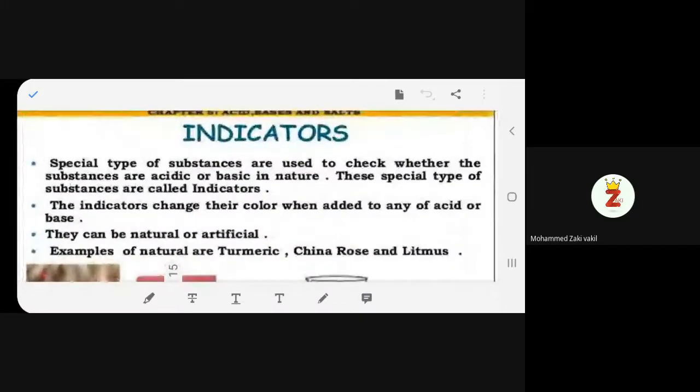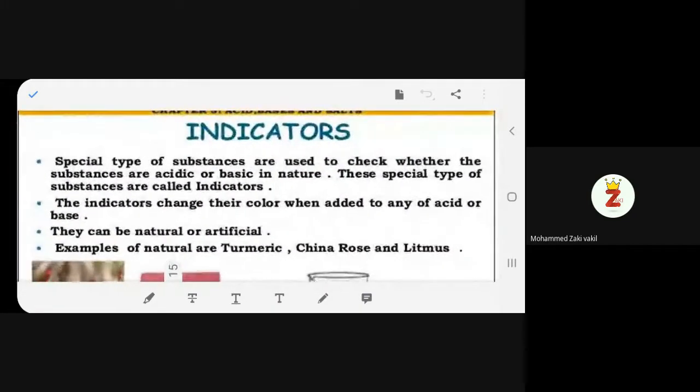Now we come to indicators. Special types of substances are used to check whether substances are acidic or basic in nature. These special substances are called indicators. The indicators change their color when added to an acid or base. They can be natural or artificial. Examples of natural indicators are turmeric, china rose, and litmus.